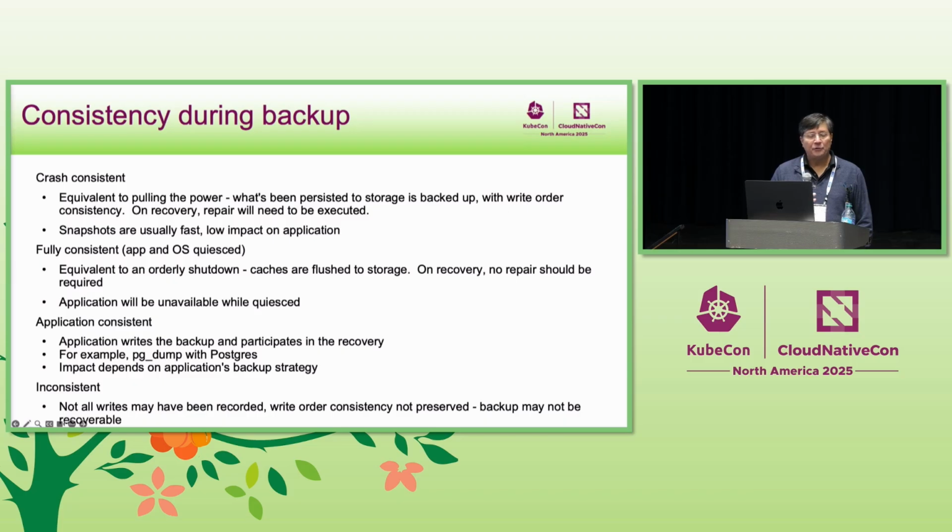Then another strategy is being actually application consistent, where your application or pieces of your application are part of the backup process. So one example of this might be pg_dump with Postgres, where you can actually dump out everything consistently out of the database, and you can continue to use the database while the pg_dump's running, because it's running in a transaction. And at the end, you have a fully consistent backup that you can then restore. So the impact of this is really going to depend on how the application does it and what you did there.